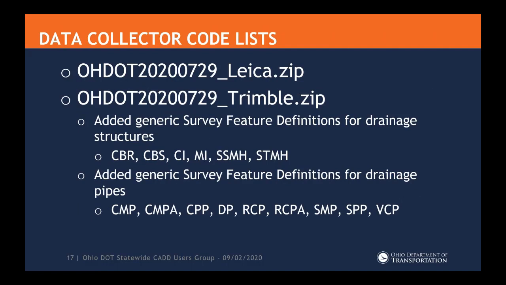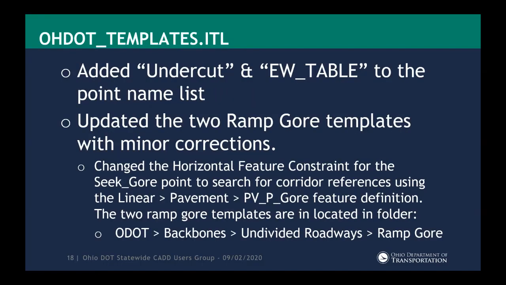Related to the generic drainage codes that I mentioned earlier, the data collector code lists were also updated for the same structure and pipe codes that were shown earlier, and they're also listed here. And in the template ITL file, also as mentioned earlier, the undercut and earthwork table were added to the point name list. And the GORE templates had minor corrections to the horizontal feature constraints. So you can take a look at those if you need to.